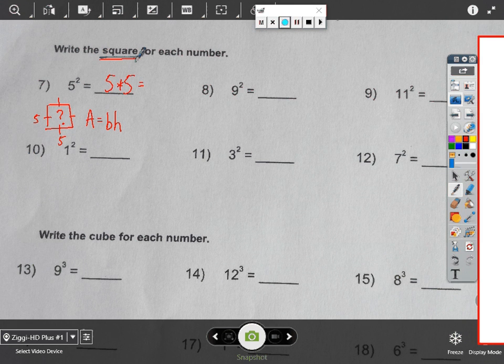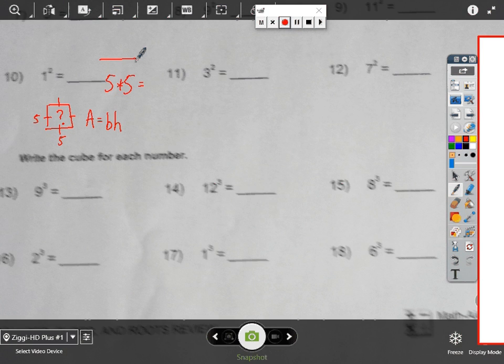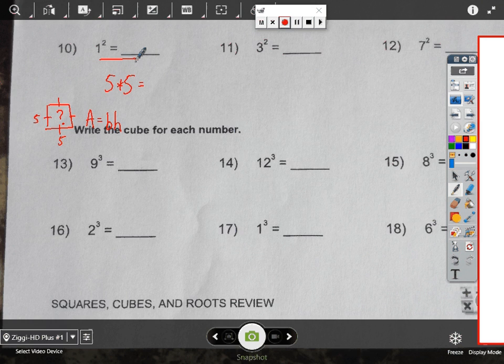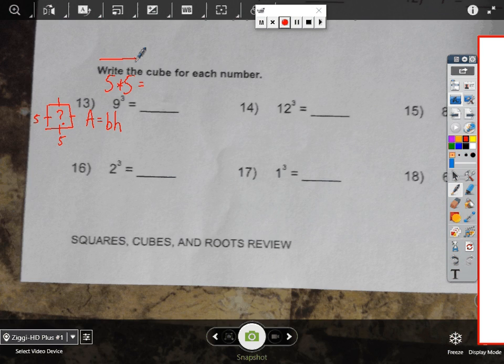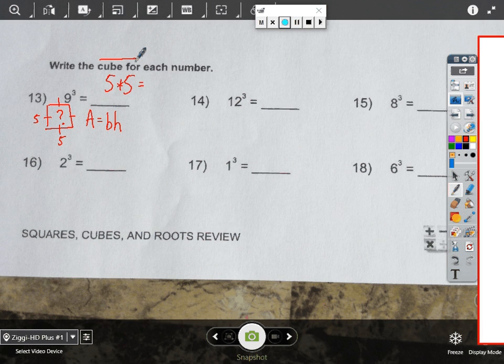Let's look at the next section where it says numbers 13 through 18. Boy, I can't drive this thing. Sorry. Almost there. All right. Here it says write the cube for each number.